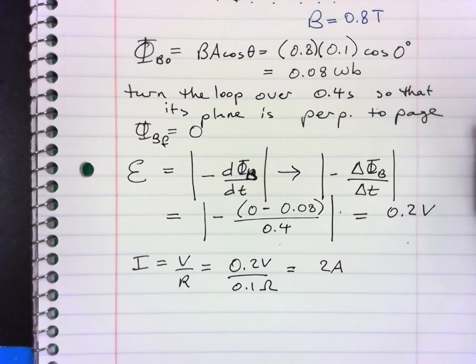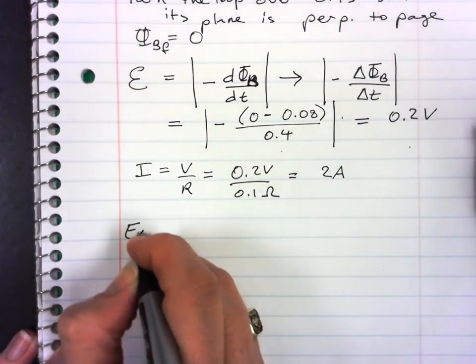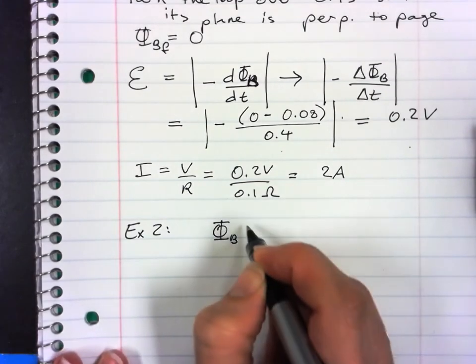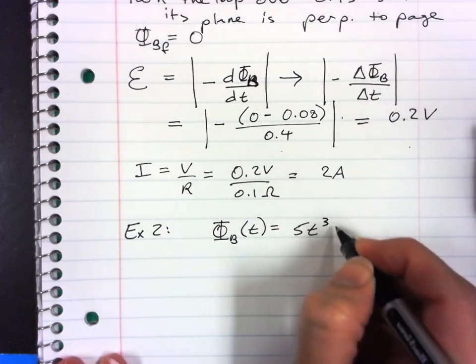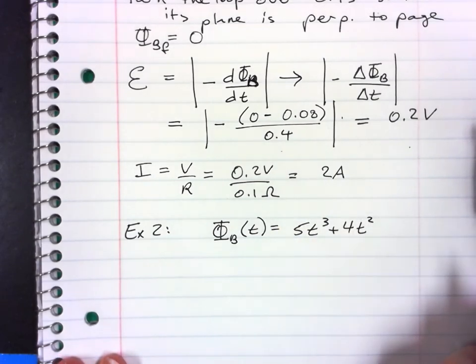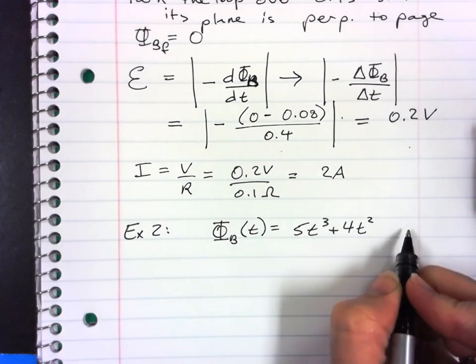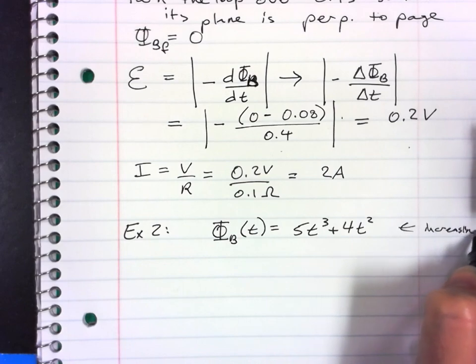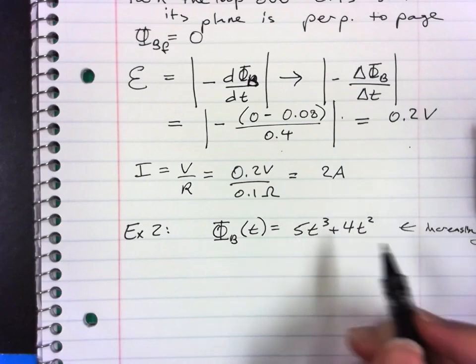So example number 2, I do want to do a calculus one. So example 2, if I give you a function that the magnetic flux as a function of time was 5t cubed plus 4t squared. So as time goes from 0 to a bigger number, this is always increasing. We have an increasing flux. Well, an increasing flux is obviously a changing flux.